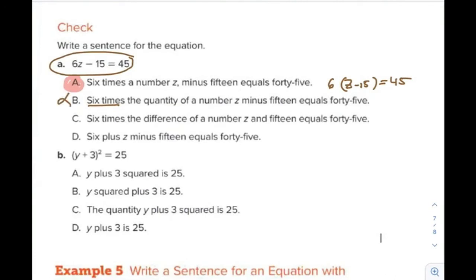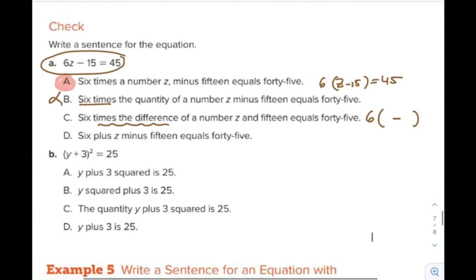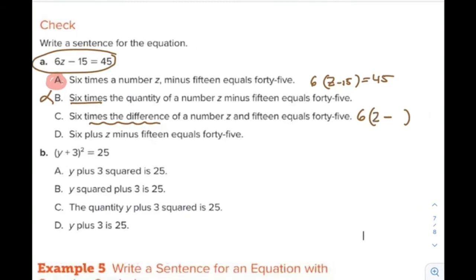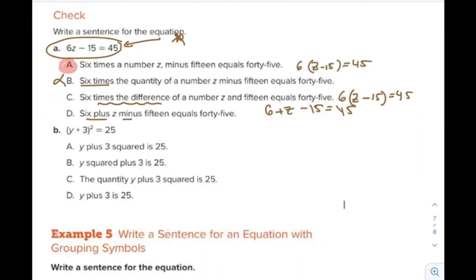Let's check C. 6 times the difference. I'll open a bracket and put the difference of a number Z and 15 is equal to 45. This is also wrong. This is not the same as this one. You compare with the question, it is different. Now D: 6 plus Z minus 15 equals 45, of course completely different. It's very different from the one mentioned. So the only correct answer is A.